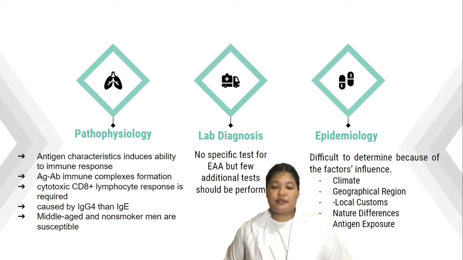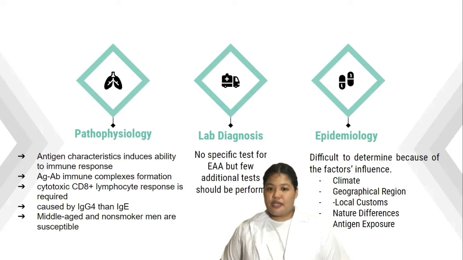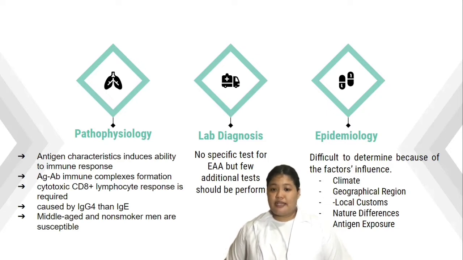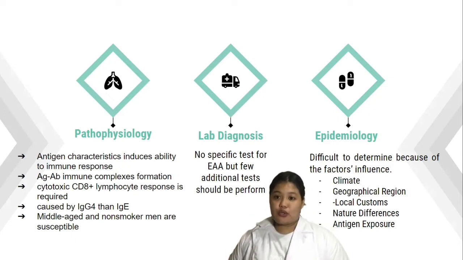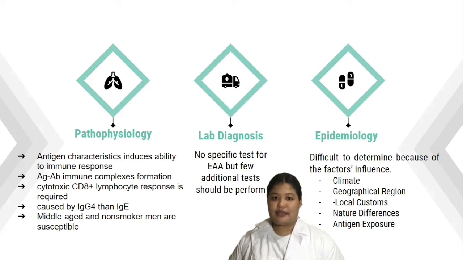The susceptibility is more common in middle-aged and non-smoker men, like the patient in this case, a 46-year-old farmer named Frank. As for laboratory diagnosis, no single test is specific for EAA, but symptomatic patients typically have findings consistent with pulmonary inflammation and systemic symptoms.